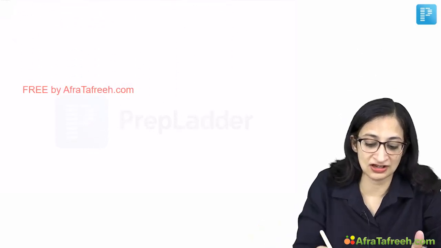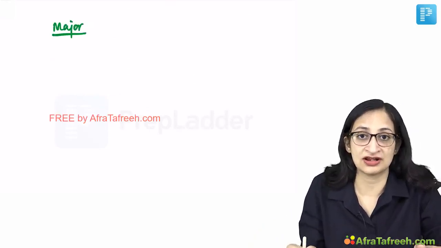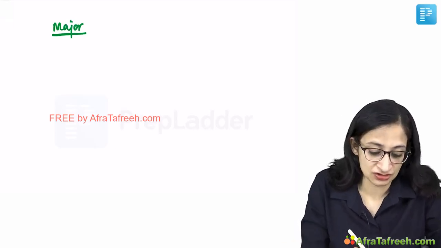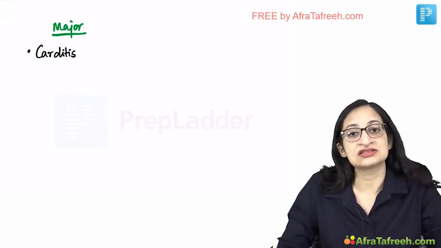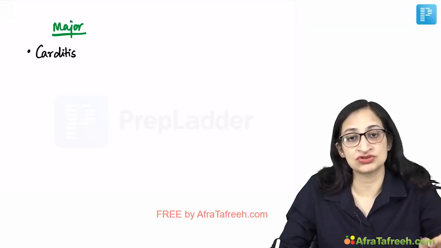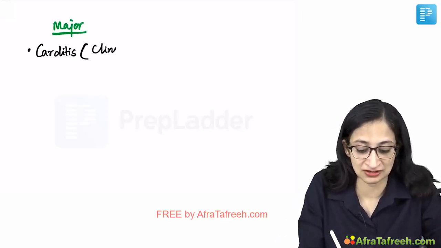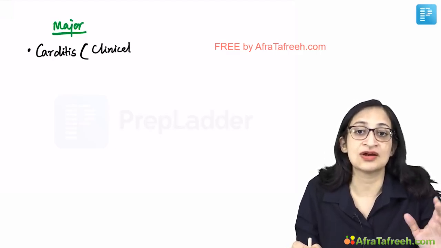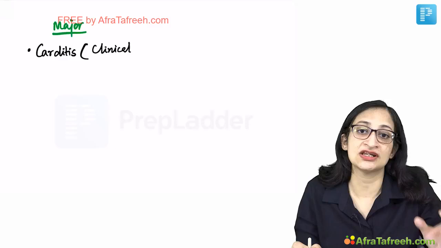Now let us see what these criteria are. There are some major criteria, some minor criteria and an essential criteria. The major criteria are, one, carditis. Previously only clinical carditis was included in the modified Jones criteria. But as per the latest criteria, clinical as well as subclinical, that means just the echocardiographic evidence of carditis, say mitral regurgitation or any other thing that is specified there. If that is there, then also we take it as carditis.